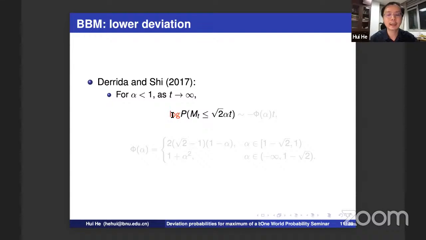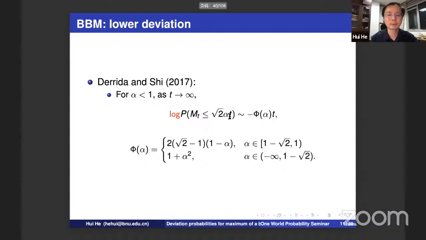Then Derrida and Shi take a logarithm of this probability. They show that after taking the logarithm, it decays according to the function on the right-hand side. On the right-hand side, we have a function that is linear with respect to t, and also we have a term phi alpha here, which is also a function of alpha. However, there's a phase transition phenomenon for this phi alpha. That is, if alpha is between 1 minus square root 2 and 1, then phi alpha is a linear function, and if alpha is less than 1 minus square root 2, it is 1 plus alpha square.